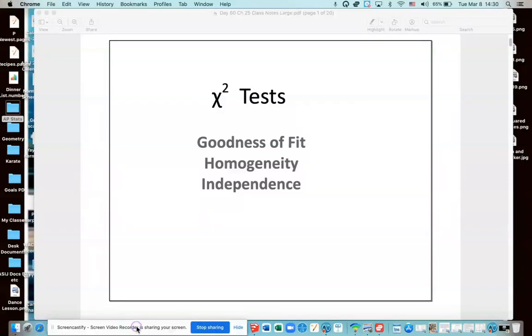Hello and welcome to chi-squared tests. We have goodness of fit, homogeneity, and independence. So what is this all about?